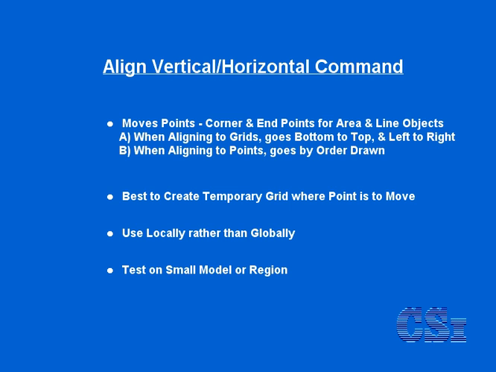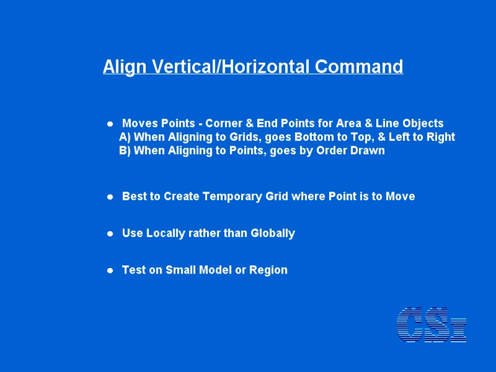This tutorial will show some of the nuances of using the Align Vertical/Horizontal command, a powerful command that allows you to align points to either grid lines or to other points. What this command moves and aligns is points. If you select an area object, it will align the corner points. If you select a line object, it will align the end points.